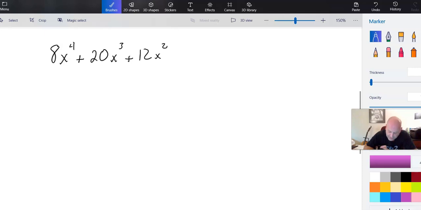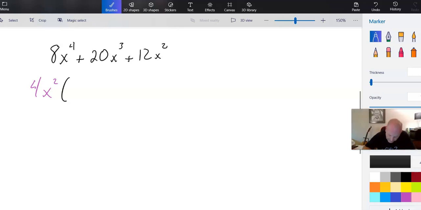Between 8, 20, and 12, 4 goes into all of those. So I can pull a 4 out of there. And then between x to the 4th, x to the 3rd, and x squared, there's an x squared common. So I can pull that out. So that's actually my first factor, is a monomial. So this has a monomial factor. Now we have to see what we're left with.